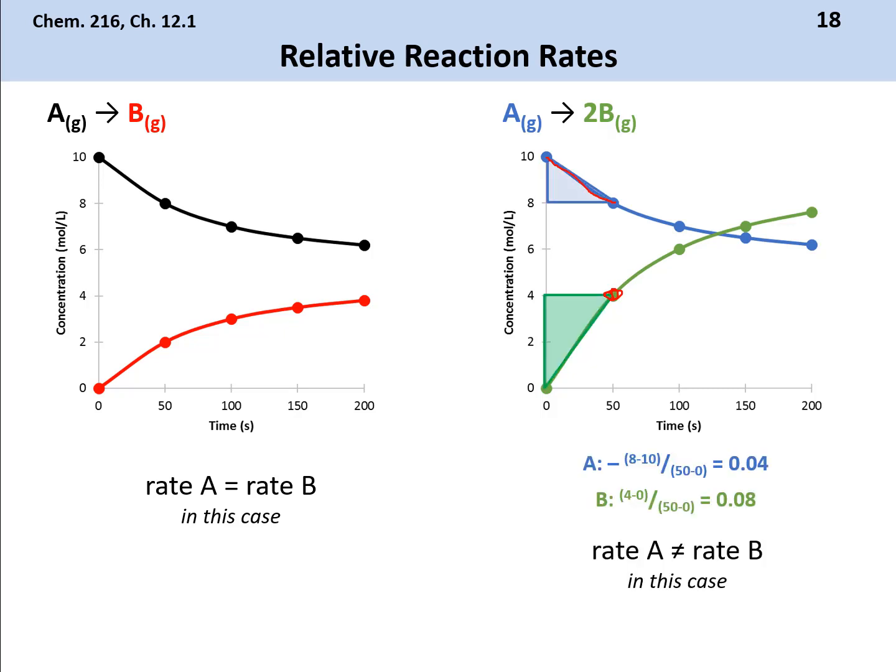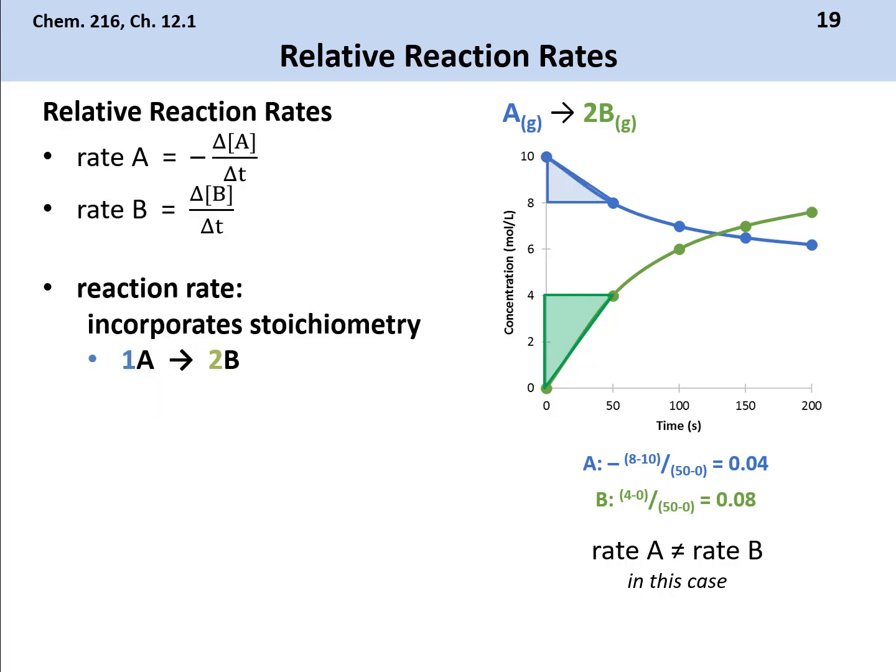In this case, I could figure out my rates. I would get 0.04 molar per second, whereas here, for B, I'd get 0.08 molar per second. And in this case, they're not the same. Rate A doesn't equal rate B. And the reason for this is because the reaction rate incorporates the stoichiometry.